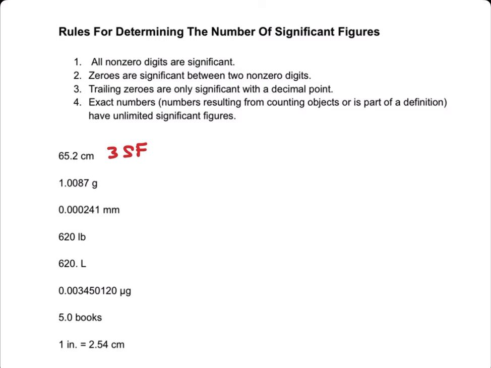1.0087 grams. This is a measurement. It has non-zero digits and it has zeros in it. So all non-zero digits are significant. 1, 2, 3. And Rule 2 says that zeros are significant between two non-zero digits. So we have zeros in between non-zero digits. So 4, 5. This one has 5 significant figures.